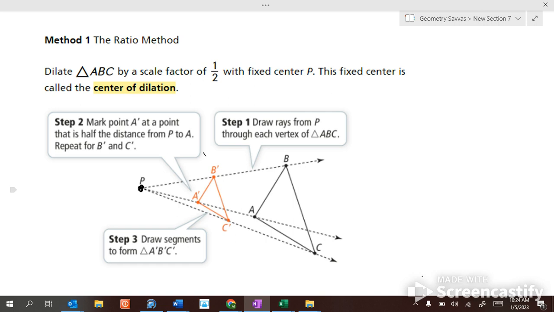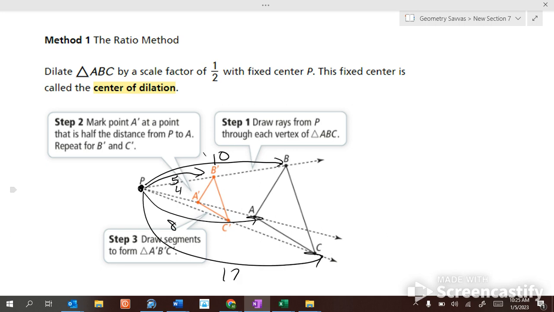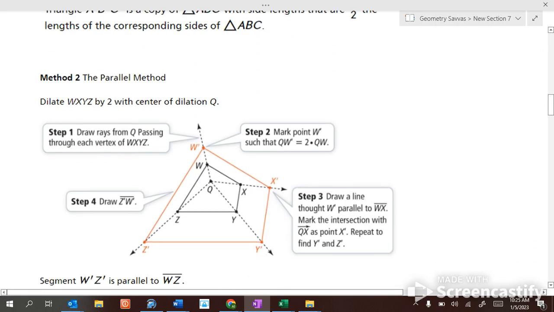And everything, if this is like 10 away to get to B, then here, if it's dilated by 1/2, this would be 5 away from P. And if A is like 8 away, this would be like 4 away, and so on. Okay? And if C was like 12, then this would be 6. Okay? Everything's half as far away from P. Okay? That's what a dilation does.